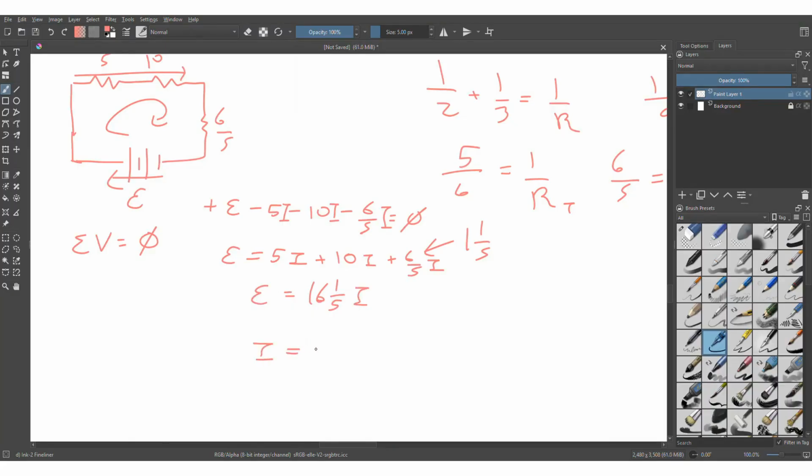I is going to be epsilon over 16 1/5. Works out to be 16 times, I'd say 8 times 5 is 40 times 2 is 81/5, I think. So it's 5 epsilon over 81. We'll check that. Yeah, 81. Yeah, awesome, cool.